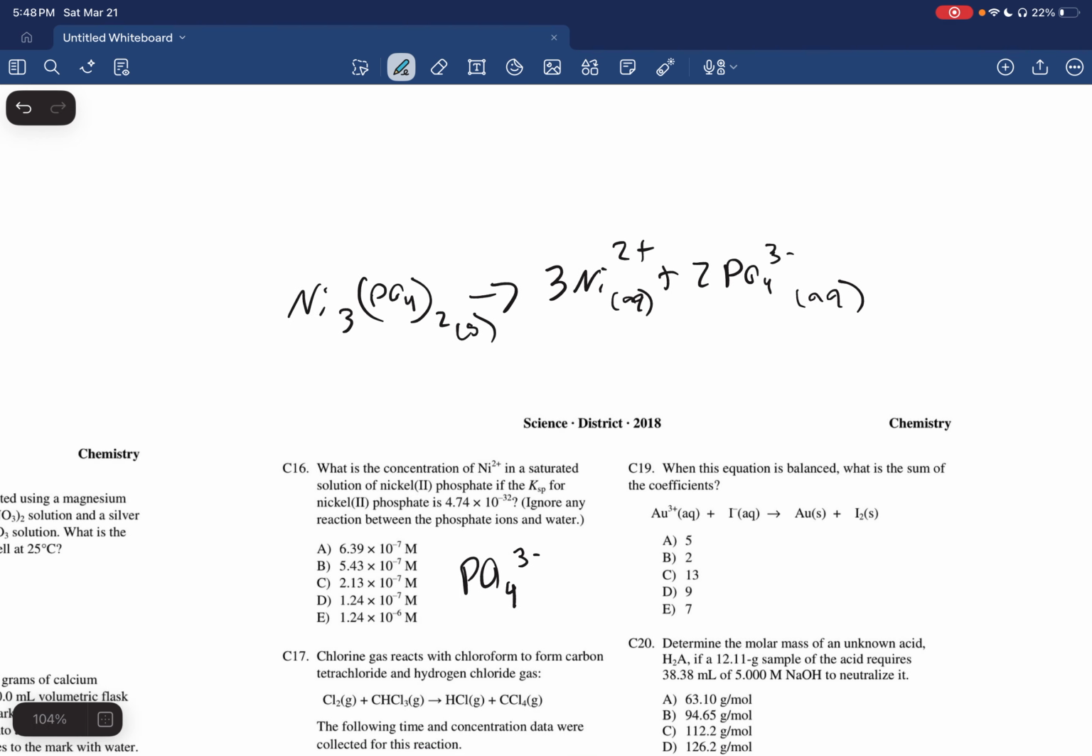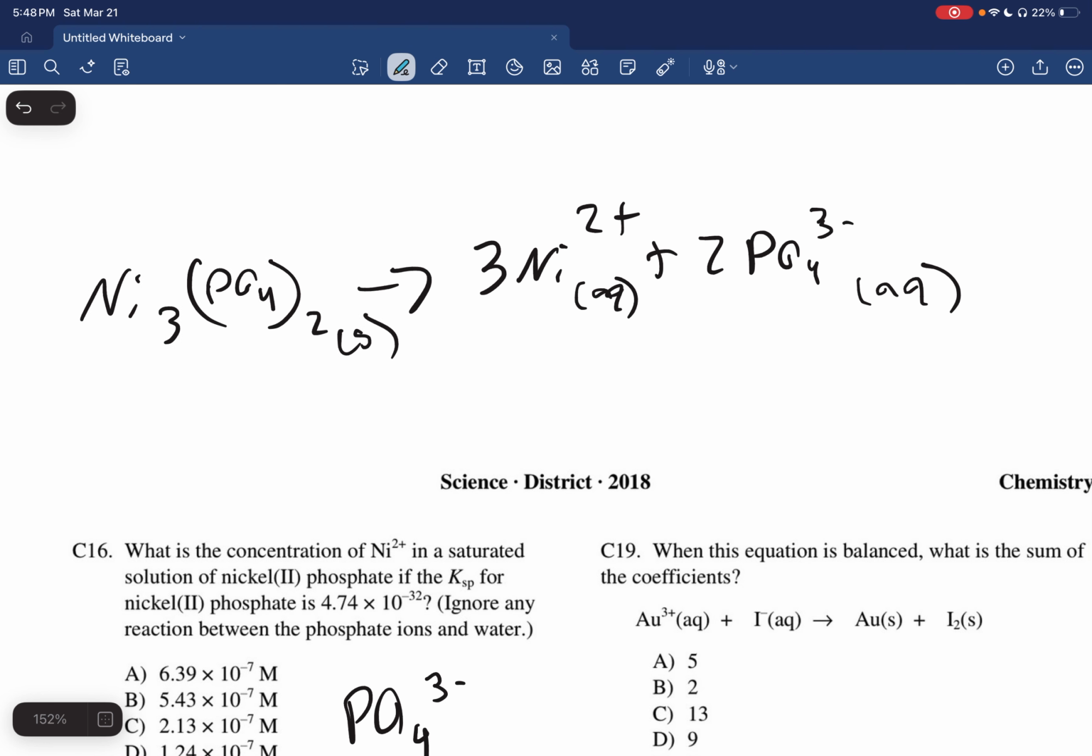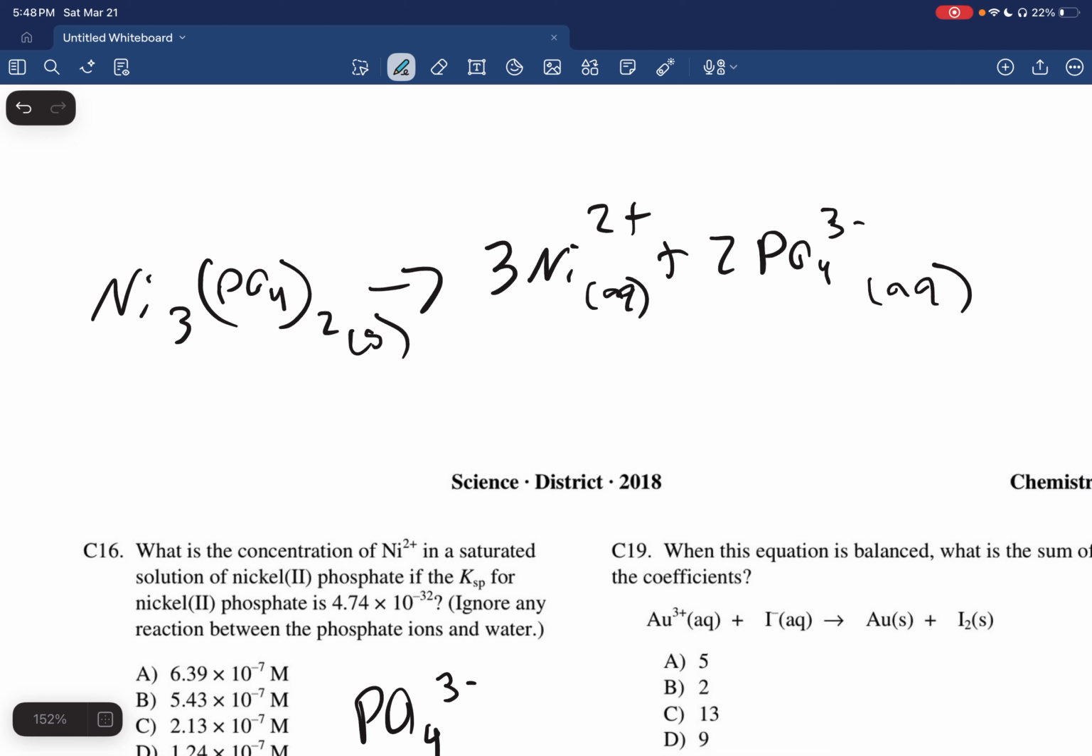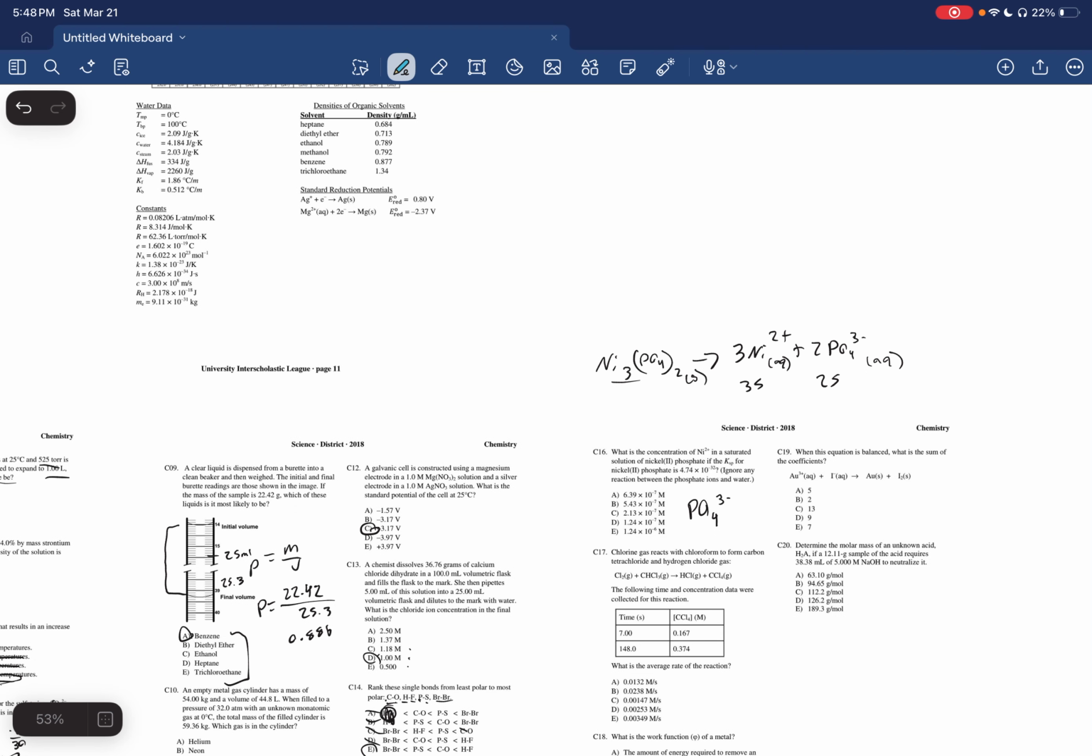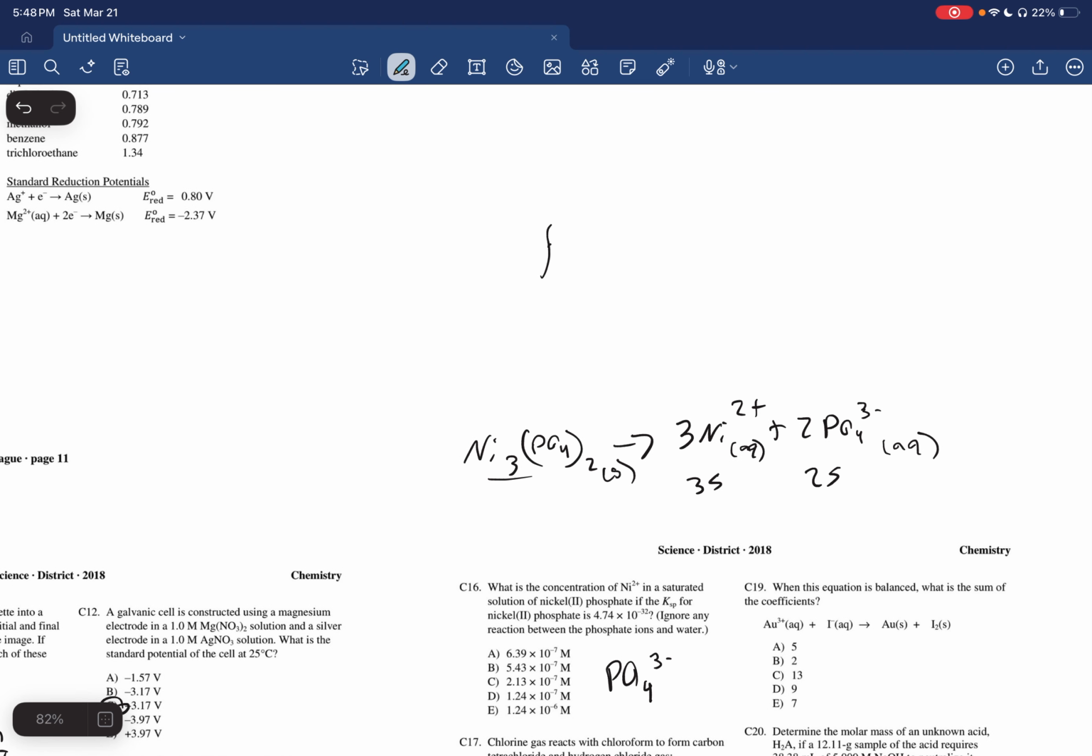So we can say that our solubility is S. And that means that the change, when this dissociates, is going to be 3S for this one and 2S for this one. And if you remember, when you write Ksp, you write it products over reactants, but you exclude solids.